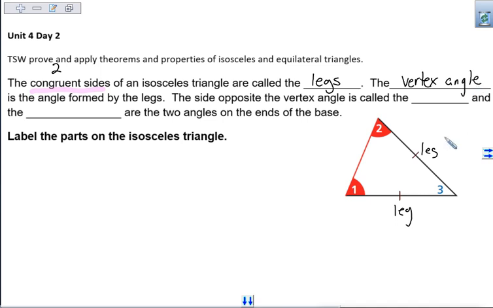That means in our picture that angle 3 is the vertex angle. The side across from, or opposite, that vertex angle is called your base. And the two angles that are on that base are called base angles.